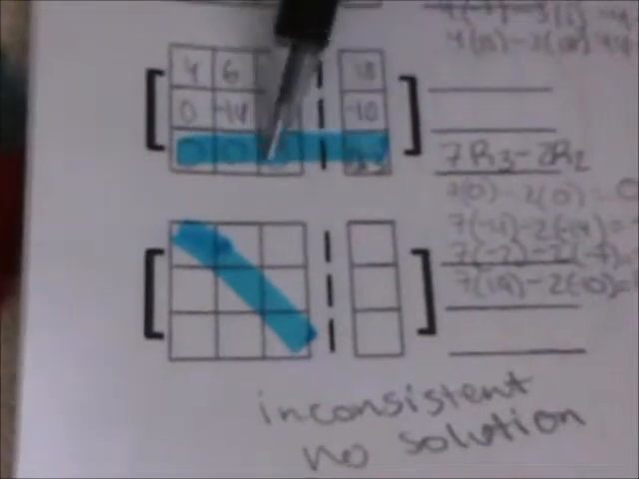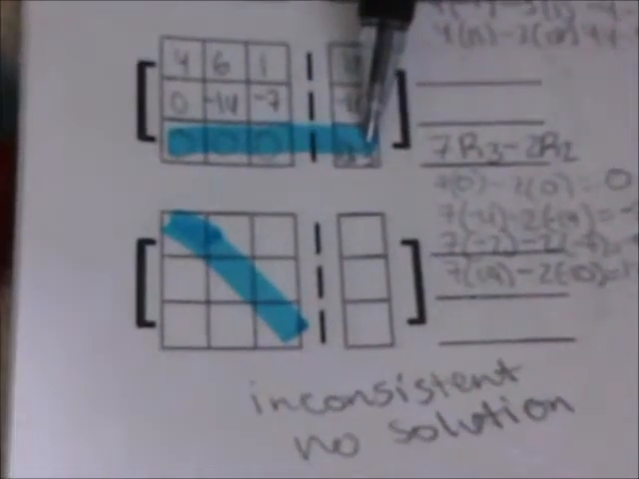Then I got 7 times 19 minus 2 times negative 10, which is 133 plus 20, which equals 153, which is what I ended up getting here. But see, this all ended up being inconsistent since if z equals 0, how does it equal 153? So it makes sense that it has no solution. So your answer would be inconsistent, no solution.